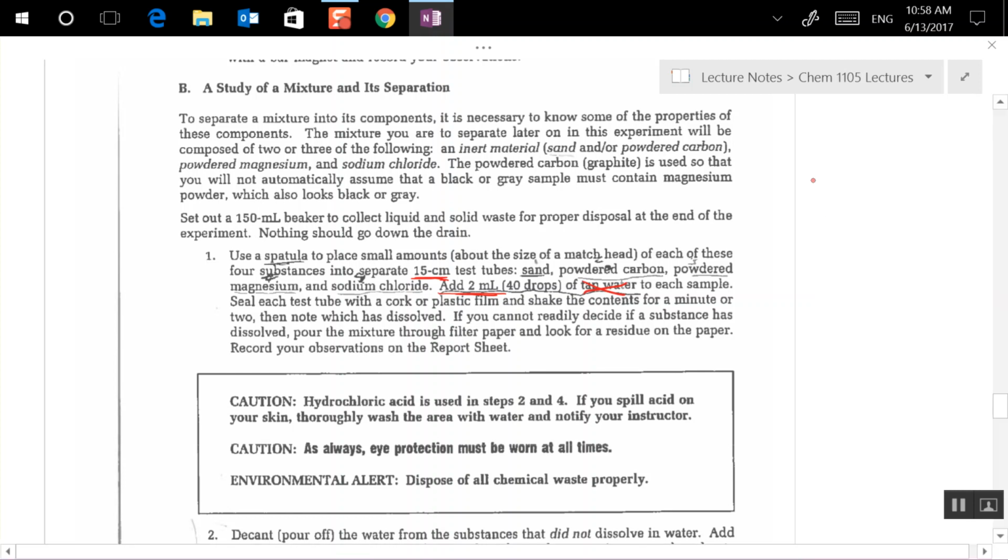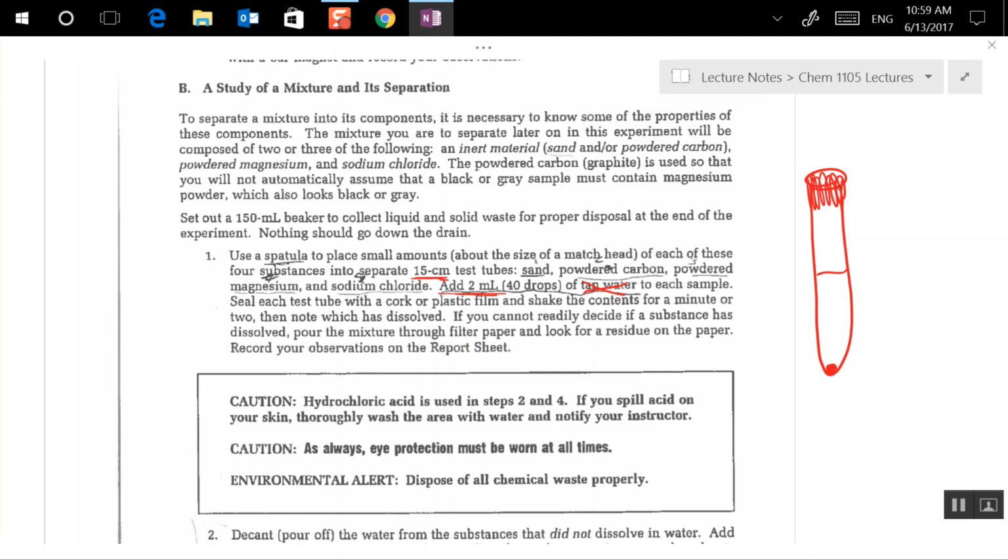So you have your test tube. You put a small amount in, okay? And then you put 2 milliliters of water on it. And then you shake it after you put your parafilm over it. So you put your parafilm around it, so cover it with your parafilm. And you can shake it and see if it dissolves.